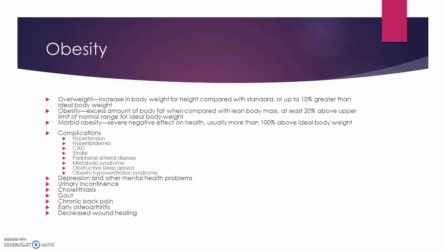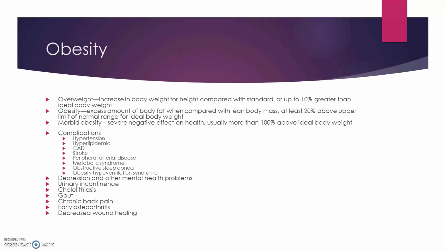Now, more commonly in the United States, we deal with obesity, and obesity can be broken down into overweight, which is up to 10% greater than ideal body weight. It can be obesity, which is 20% or above, and morbid obesity, which is 100% above ideal body weight.